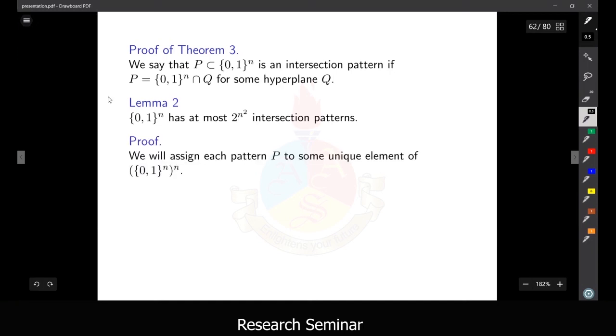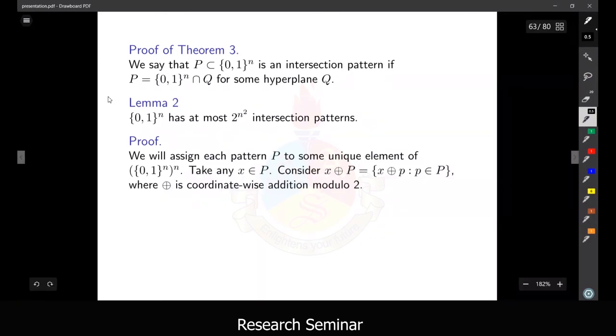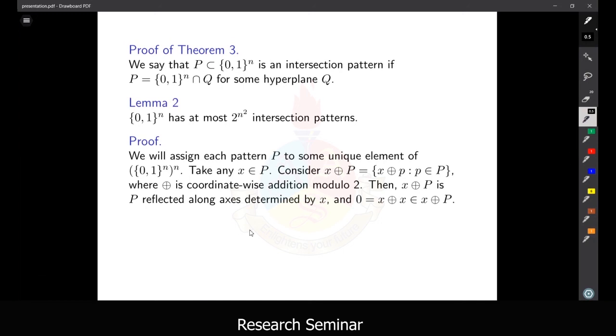And how do we prove such a result? We will want to assign each pattern to some unique element of the nth power of a hypercube. So this is our goal. And how do we start? We start with taking any point x of our pattern P, and we consider the operation of coordinate-wise addition modulo 2. In fact, if we add this point x to every element of P, then we will get just the same set but reflected along some axis determined by x. In particular, this set would contain 0, because x plus x is 0 and it belongs to x plus P.